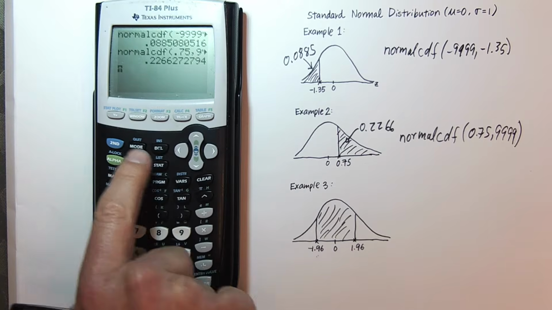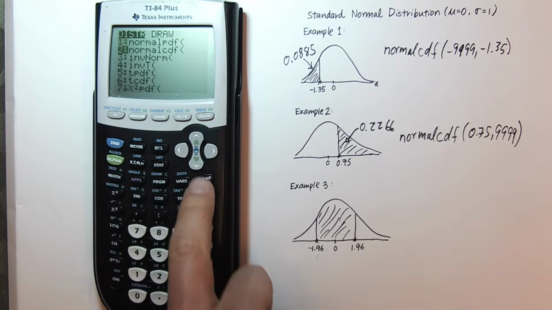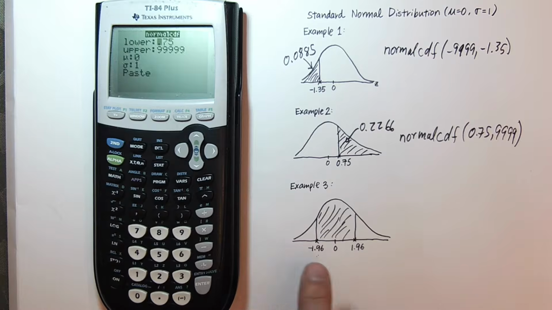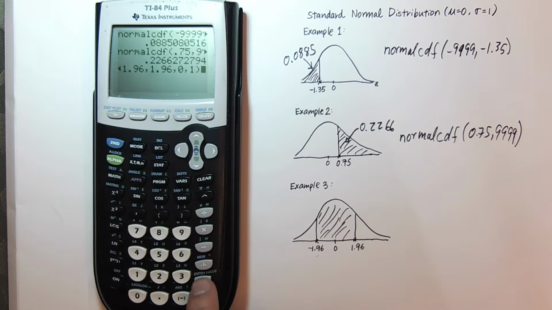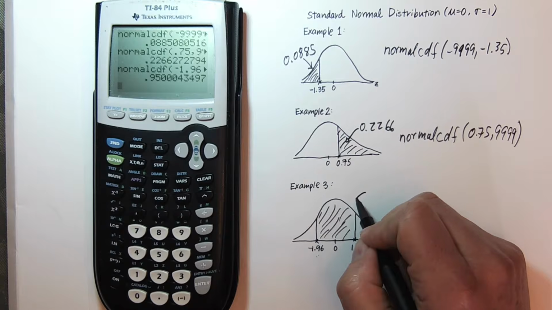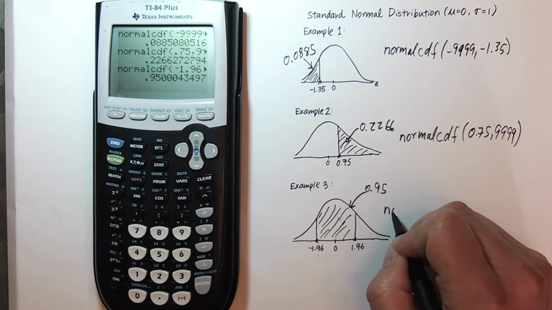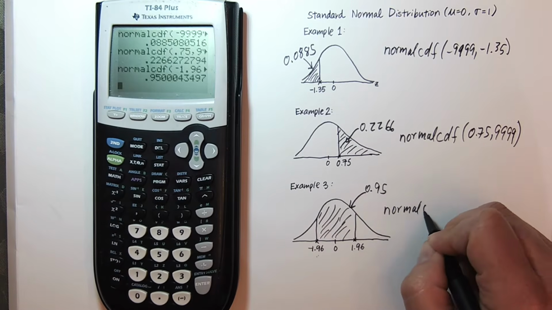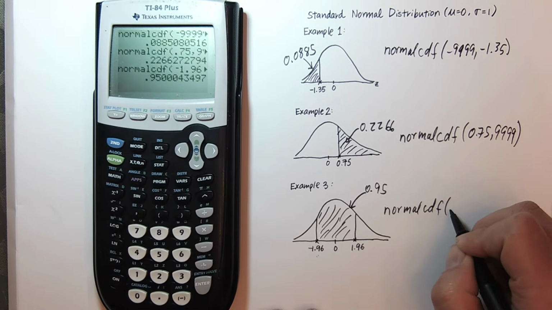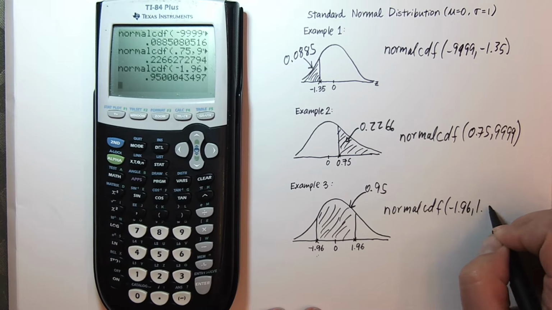So again, I go to second distribution. Here's my normal CDF. My lower bound in this case is negative 1.96. My upper bound is here, 1.96. And my mean and standard deviation are the same. Put that onto a line. The area between the curves right here is 0.95. Again, I typed in normal CDF, negative 1.96 to 1.96.